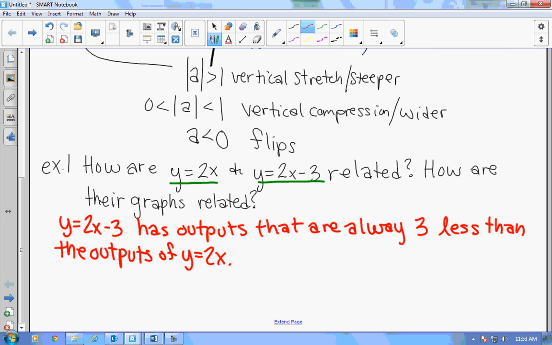I set my papers down. I was sharpening those. Here they are.